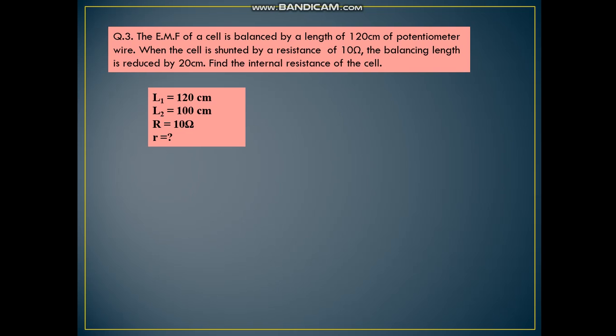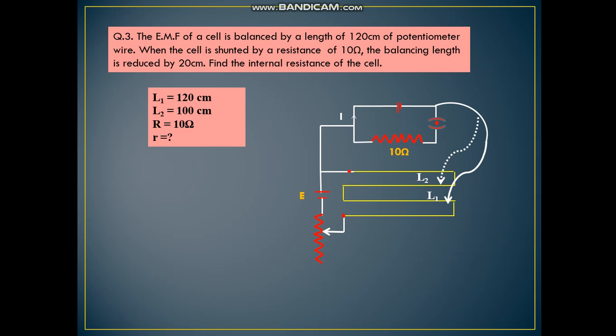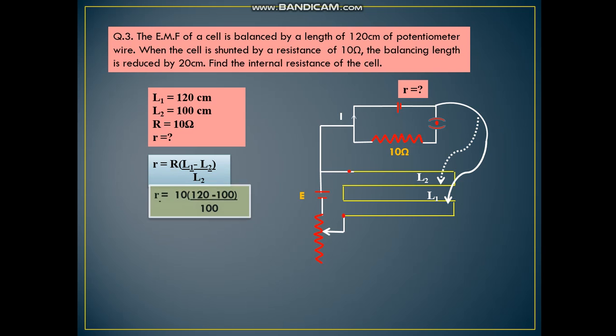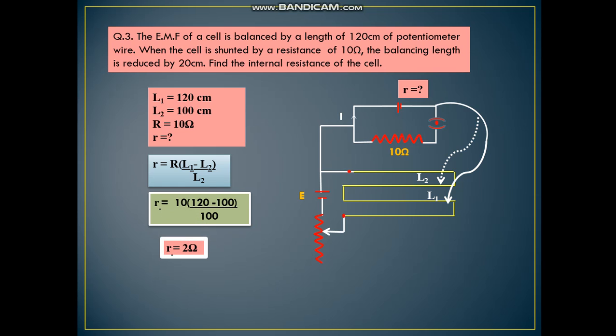Now how did we get L2 as 100? It is 120 minus 20 because the balancing length is reduced by 20. So L2 is 100. So that's the diagram of our internal resistance of the cell we are supposed to find out. We have capital R as 10 ohm in the diagram, as you can see. We have the very easy formula, small r is equal to capital R into L1 minus L2 upon L2. The direct formula, just substituting, small r is equal to 10 into 120 minus 100 upon 100. That gives you small r is equal to 2 ohm.